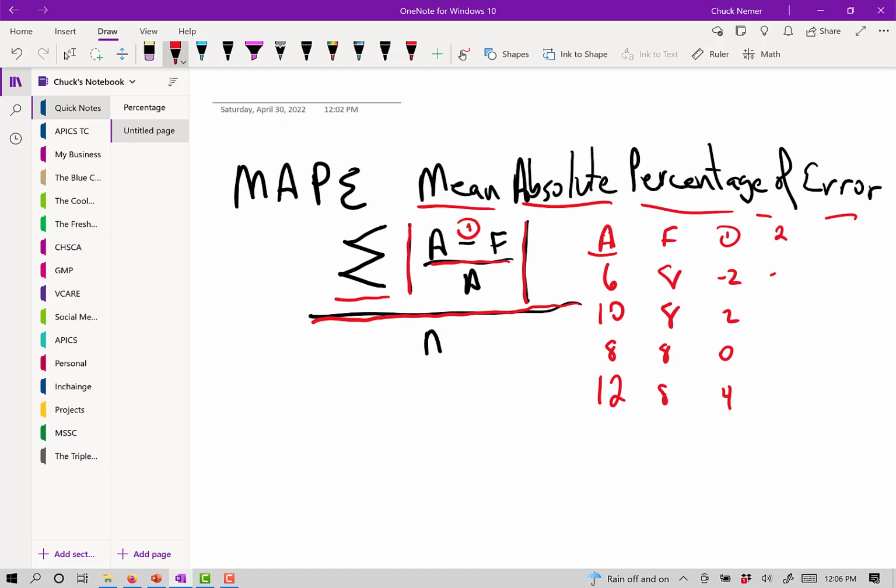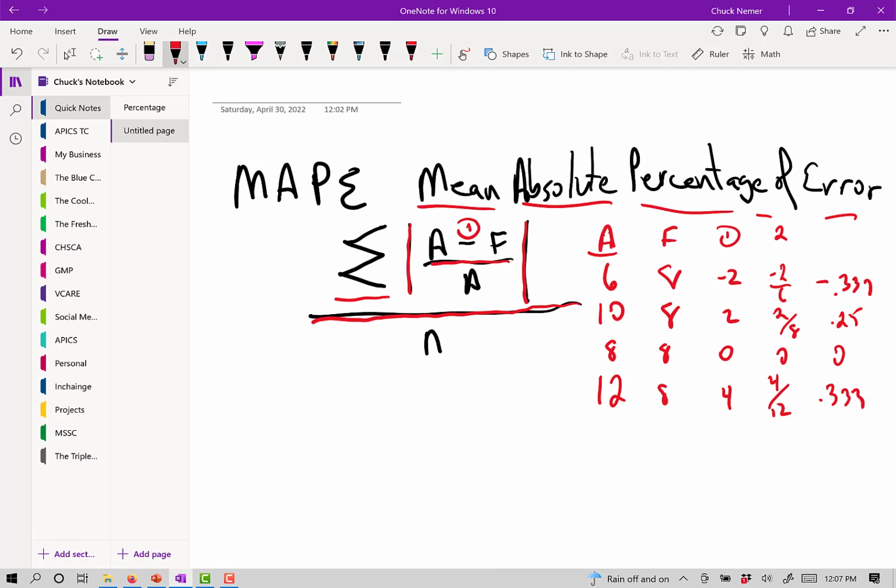So the second step would be to take the negative 2 divided by 6. I'll do that on my calculator, and we get negative 0.333. Then we get 2 divided by 8, which is 0.25. 0 divided by 8 is 0. And 4 divided by the actual of 12 gives us 0.333.